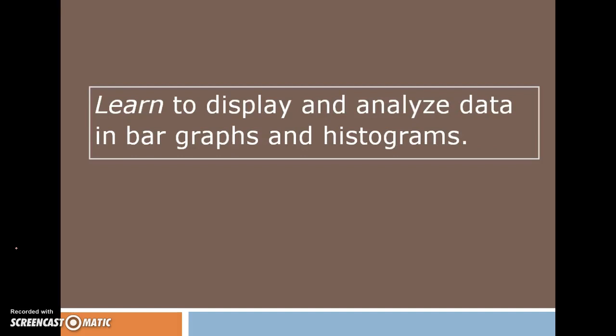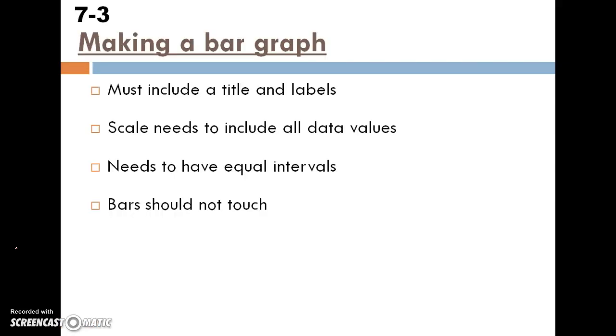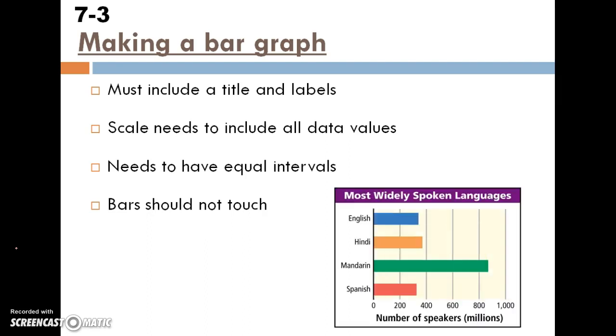We are first going to look at bar graphs and histograms. The first thing is just a review over bar graphs. Remember, they need titles and labels. You need to have a scale that has all the numbers. You need to have equal intervals, meaning if you're going up by 2s, you're consistently going up by 2s. And your bars should not touch. And here is an example of a single bar graph. You've got your titles and labels, your intervals are going up by 200, and your bars do not touch.